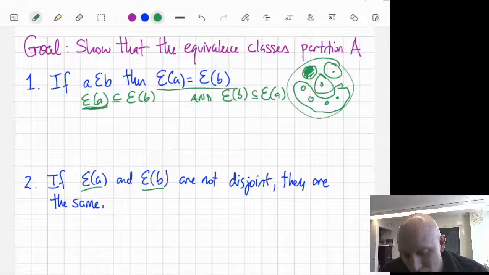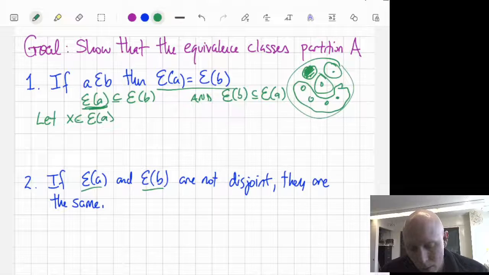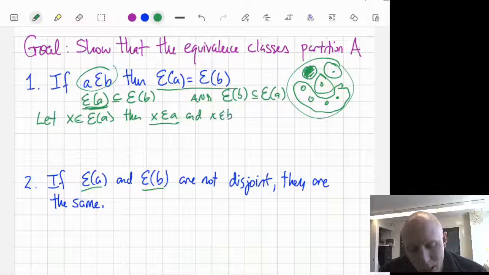Alright, so how to show that it's a subset? Well, we'll choose some element, let X be in the equivalence class of A. What we'll do is we'll show it's in the equivalence class of B. Well, if X is in the equivalence class of A, then X is equivalent to A. But part of the assumption is that A is equivalent to B. So we have X is equivalent to A, and A is equivalent to B. So by transitivity, X is equivalent to B.